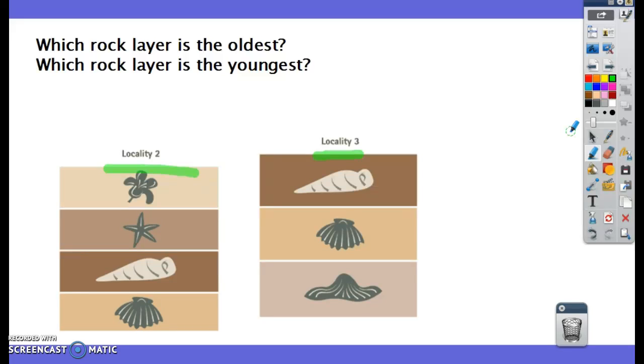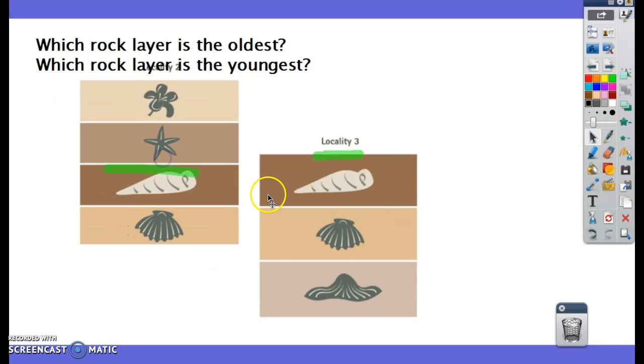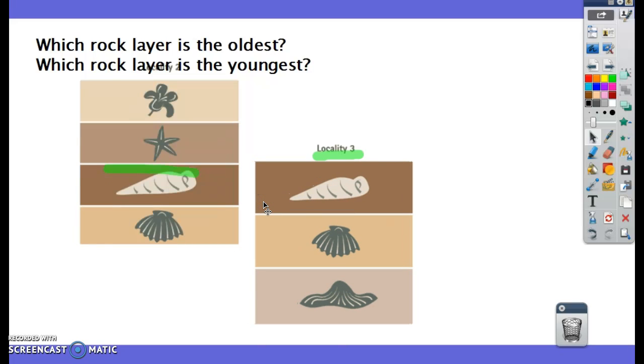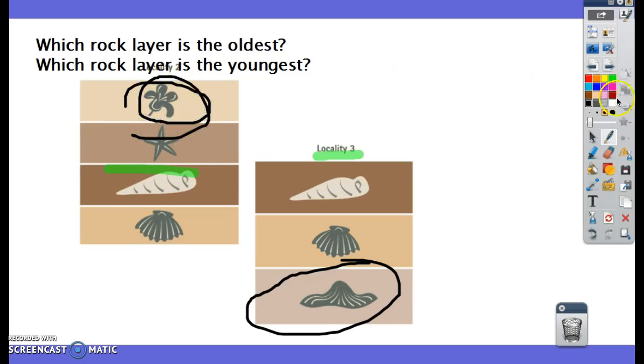So here's what we need to do. We need to line up these rock layers because we know that if they have the same fossils in the same rock layers, they're going to be the same age. So if we line them up, the oldest one is going to be on the bottom, right? So the oldest one would be at location 3. The youngest rock would be the top layer at location 2. So this would be the youngest, okay?